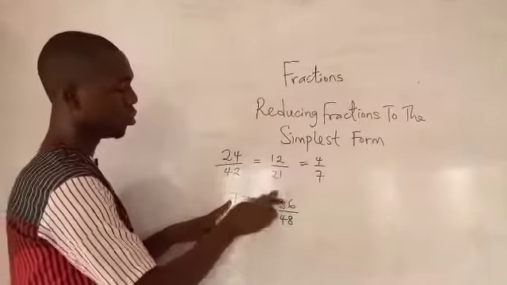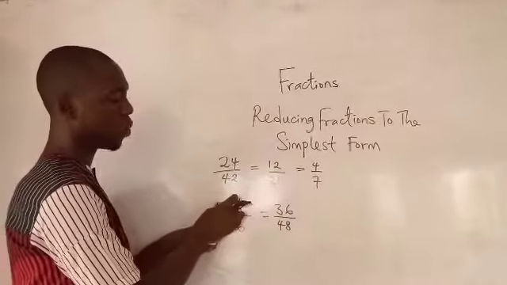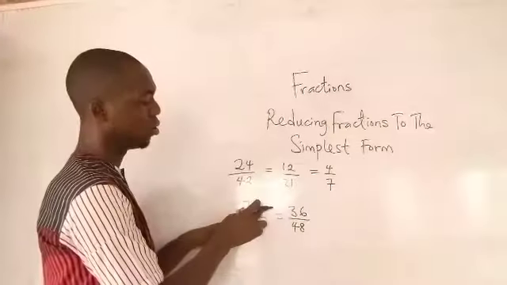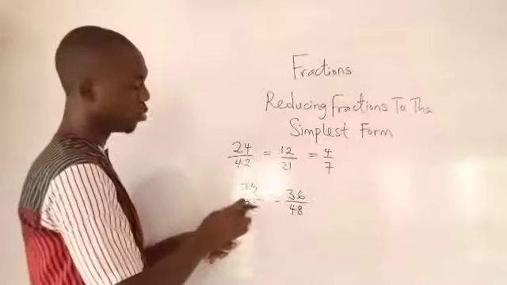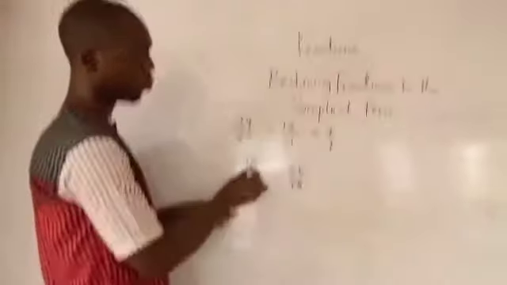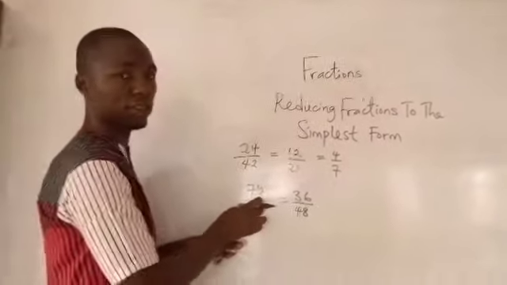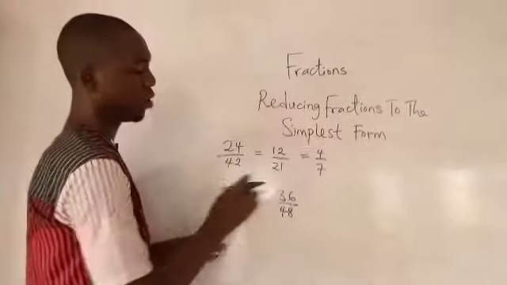7 divided by 2 is 3, but there is a remainder of 1. So 1 and 2 is 12. 2 in 12 is 6. If you are dividing 96 by 2, 9 divided by 2 is 4, with a remainder of 1. Then 1 and 6 is 16. 2 in 16 is 8.